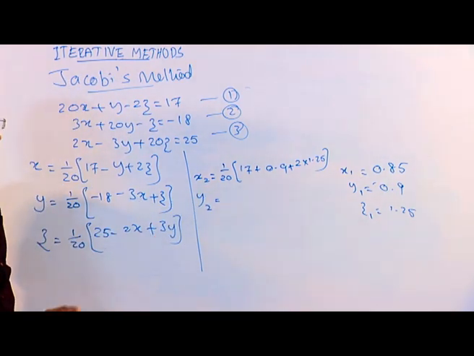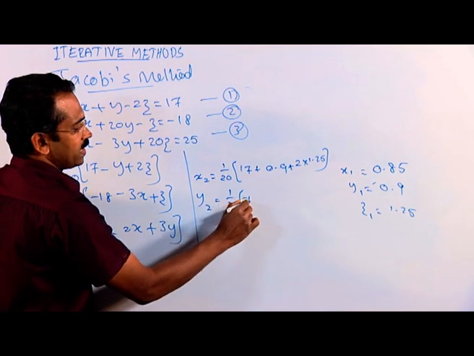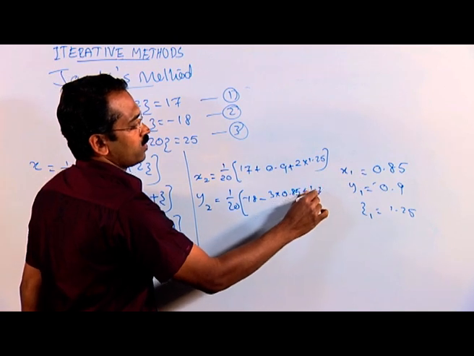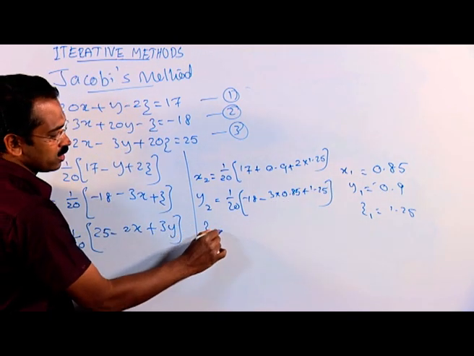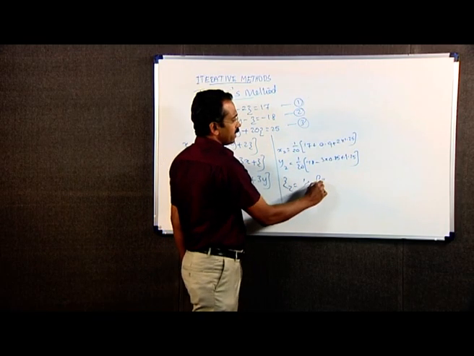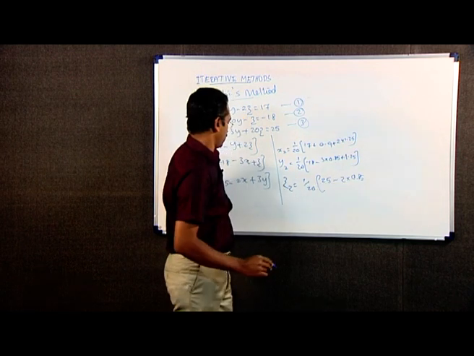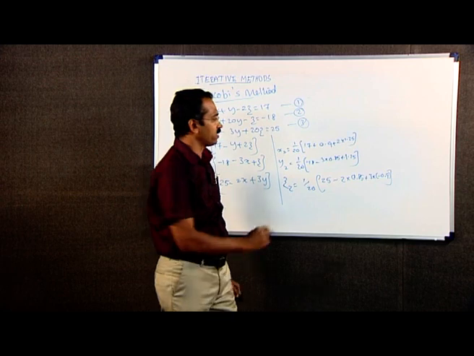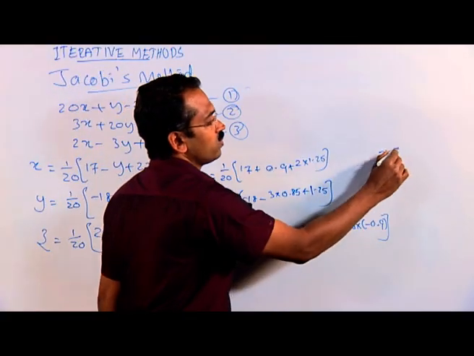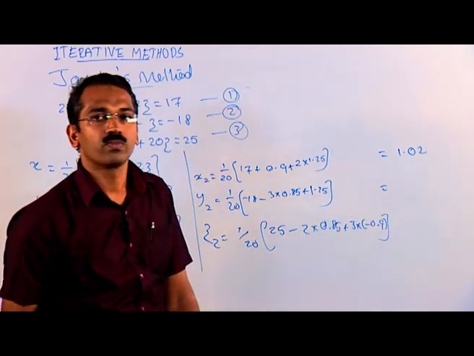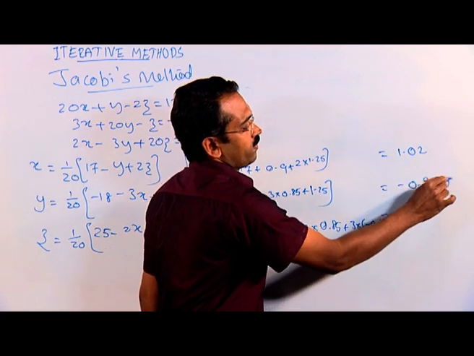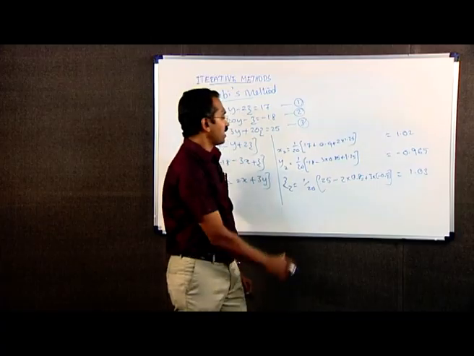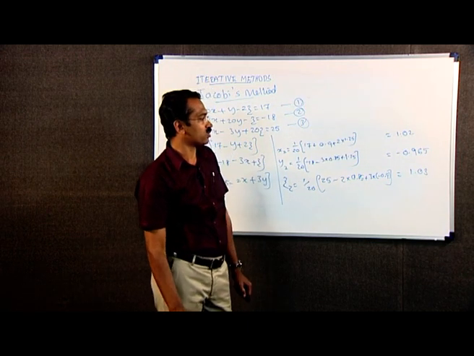y2 is equal to 1 by 20 into minus 18 minus 3 into 0.85 plus 1.25, and z2 is equal to 1 by 20 into 25 minus 2 into 0.85 plus 3 into minus 0.9. On simplification, we will get x2 equal to 1.02, y2 is equal to negative 0.965, and z2 is equal to 1.03. These are the second approximate values of the required solution of the given system.